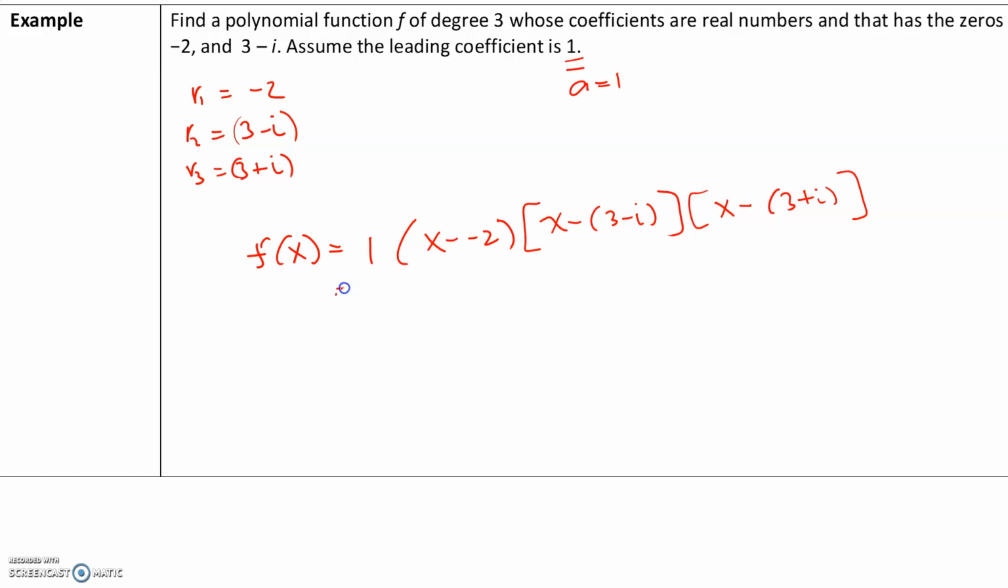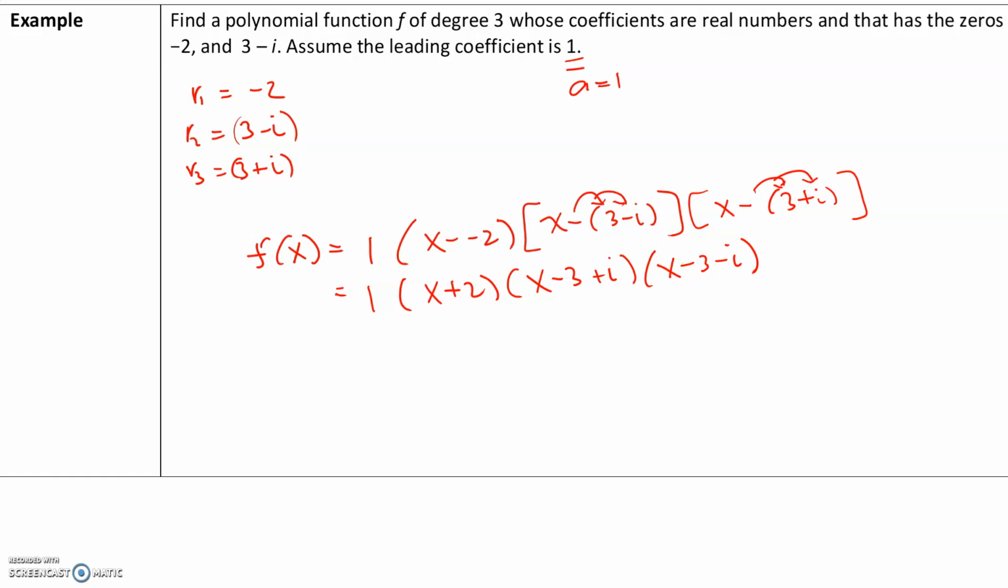Now we have to simplify this a little bit. We have 1 times x minus negative 2, which becomes x plus 2. Here, the negative distributes to the parentheses, so this becomes x minus 3 plus i, since a negative times a negative is a positive. Here, the same thing happens. The negative distributes, so we get x minus 3 minus i. Because we're subtracting, the 3 becomes a negative, and the i becomes a negative.